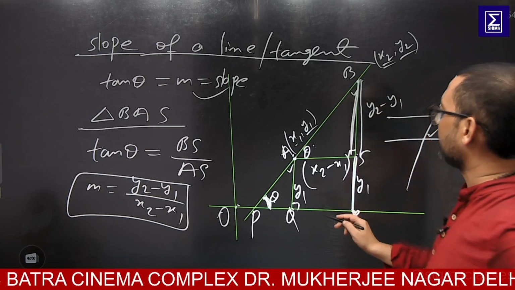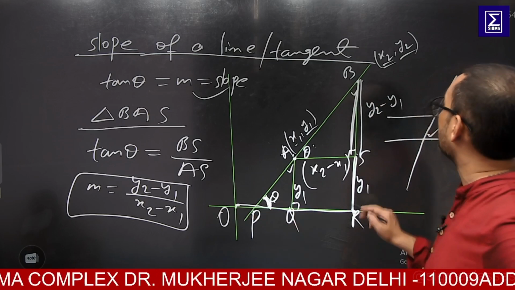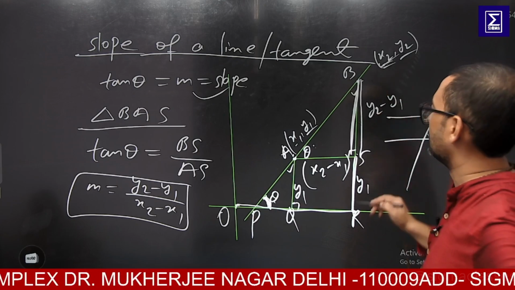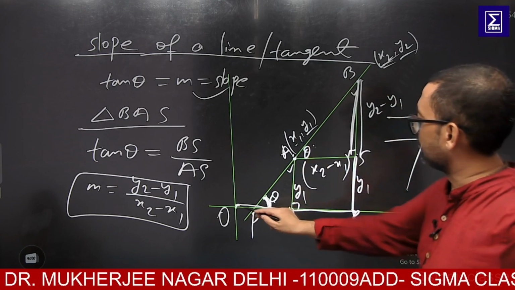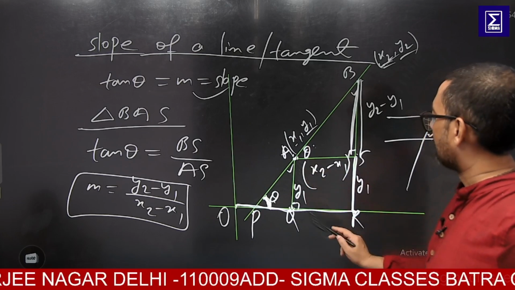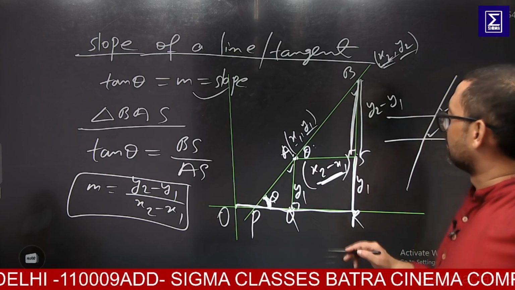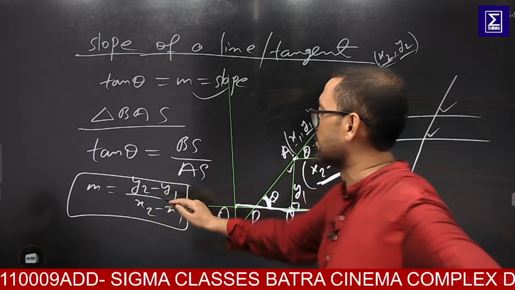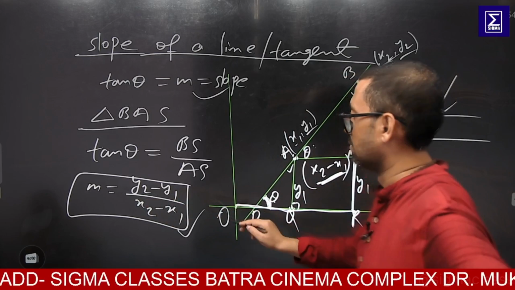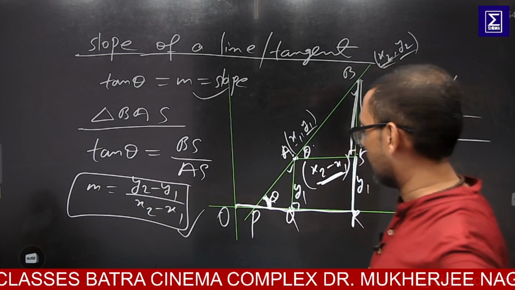In a similar way आप यहाँ O से लेकर R तक की जो length है ये क्या है? वो x2 है, this is x2. और इसमें से जो यहाँ से OQ की length है that is nothing but x1, तो आप minus करोगे तो you will get x2 minus x1. So that is the slope. M is equal to y2 minus y1 over x2 minus x1. So easily we got the slope. Now moving to the next.